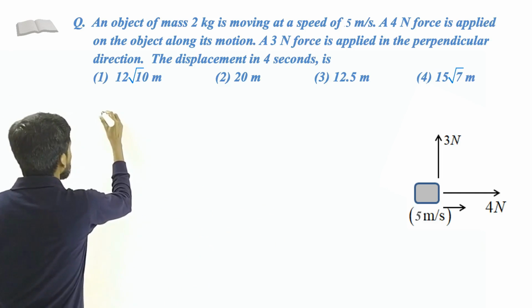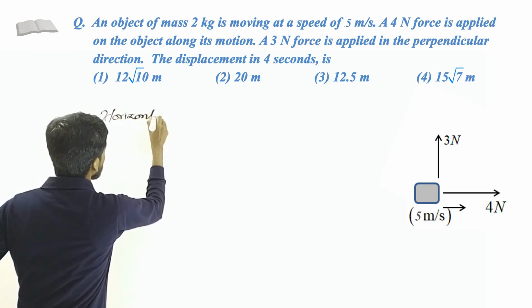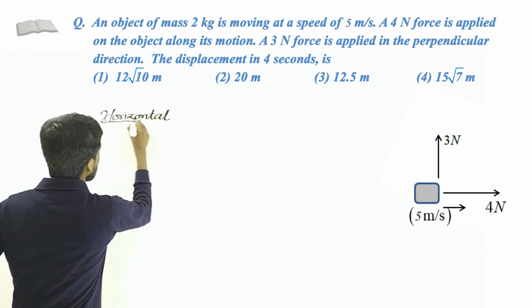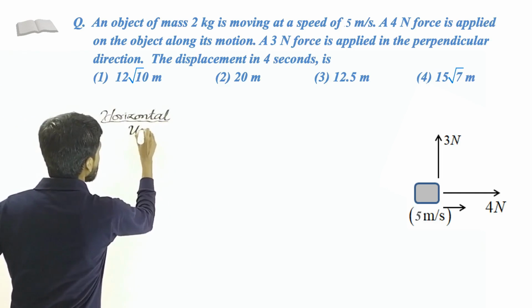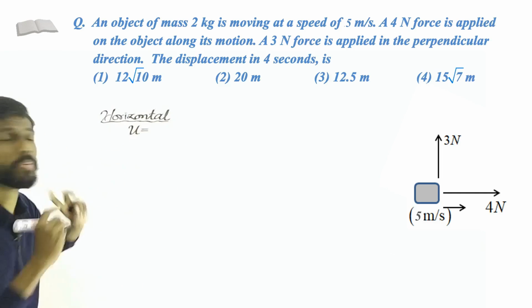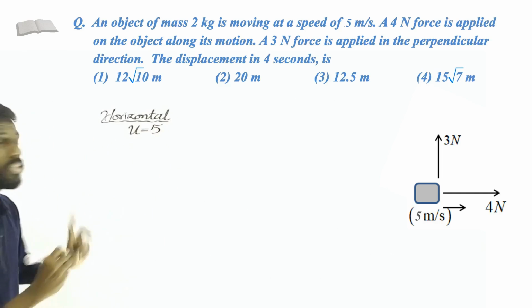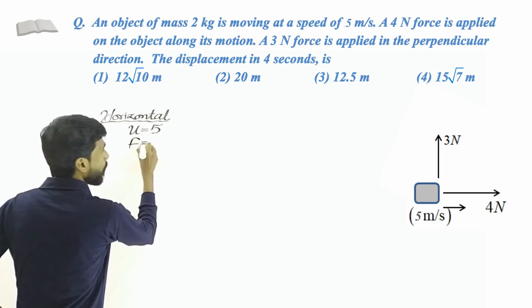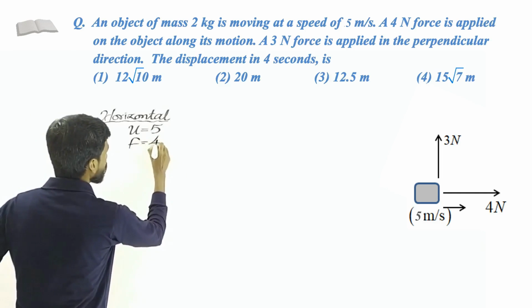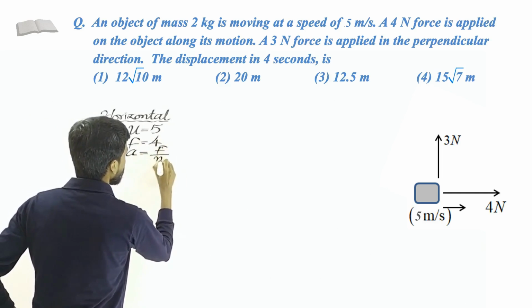Let us consider the first case, the horizontal direction. In the horizontal direction, what is the initial velocity? The initial speed is taken as u in the horizontal direction, that is given to be 5 meter per second. So u is 5. The force in that direction is also known, that is 4 Newton. Now we have to find the acceleration. What is acceleration? Force divided by the mass of the object.